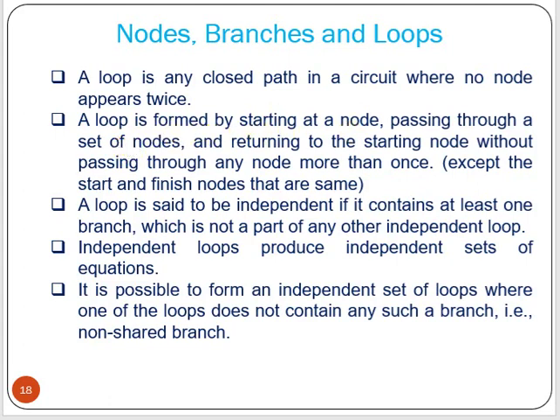A loop is formed by starting at a node, passing through a set of nodes and returning to the starting node without passing through any node more than once, except the first and final node. Both are the same. A loop is said to be independent if it contains at least one branch which is not part of any other independent loop.